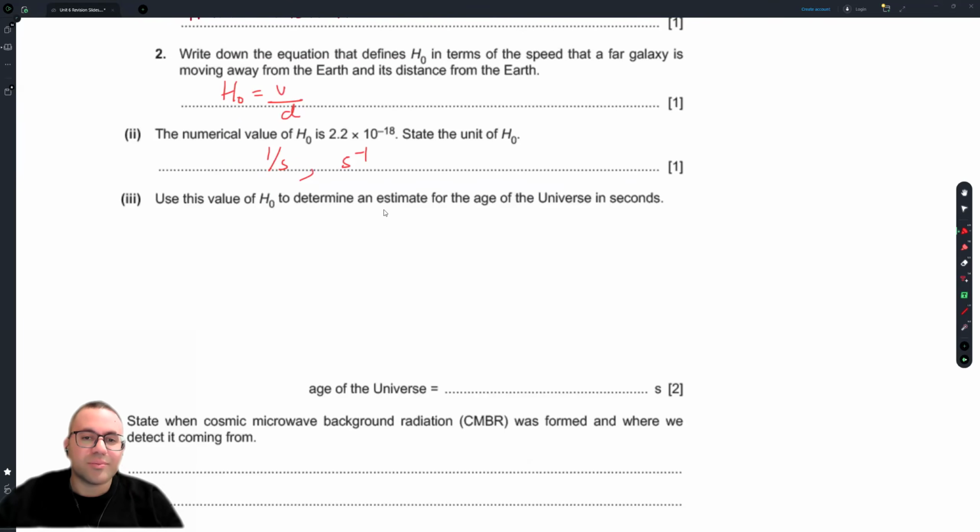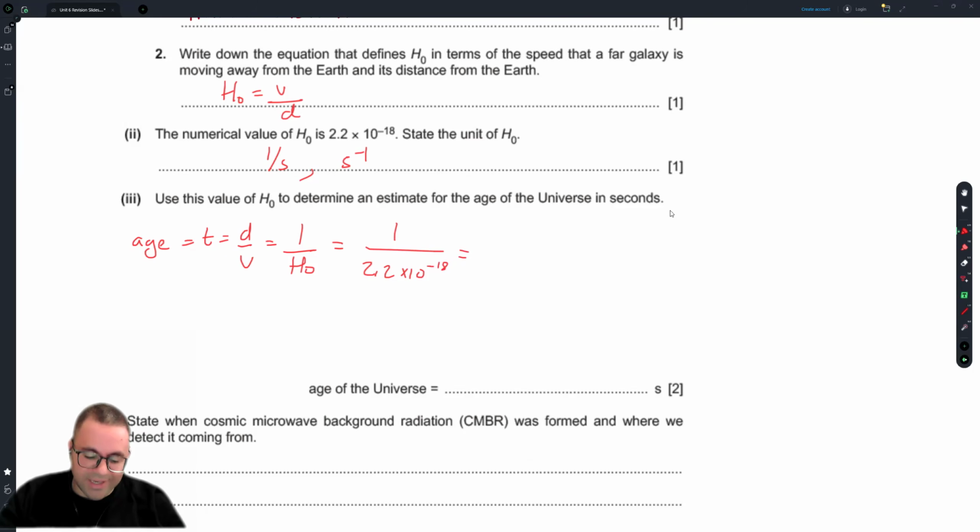Use this value to determine the estimated age of the universe. This is how you should write it down. The age of the universe, which is the time, is equal to d over v, which is equal to 1 over H0, which is equal to 1 over 2.2 times 10 to the power of negative 18. And he wants it in seconds, so I'm not changing anything. I remember one time he asked you to change it to years, but this isn't it. You end up with 4.55 times 10 to the power of 17 seconds.